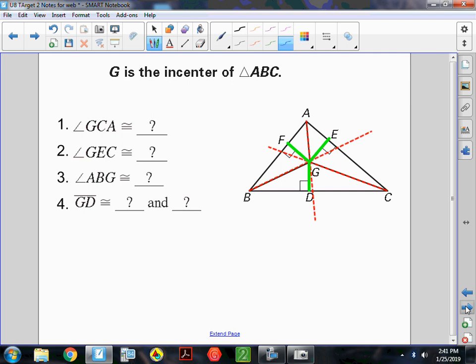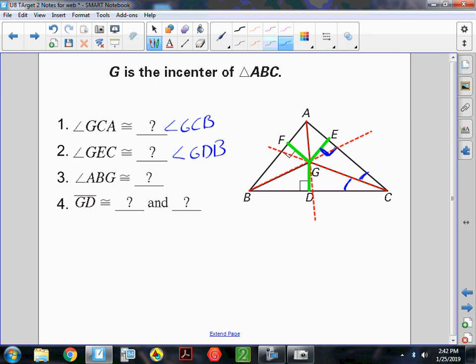I drew my angle bisectors in red, and I drew the lengths to the side as a perpendicular distance in green. So angle GCA, GCA is this angle that I just marked in blue. That's going to be congruent to angle GCB. Angle GEC, GEC is a 90-degree angle. And so it could be congruent to any other 90-degree angle, like GDB.